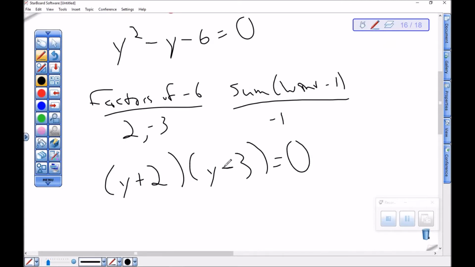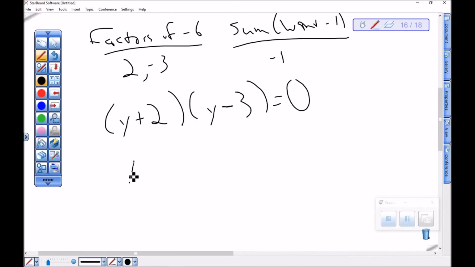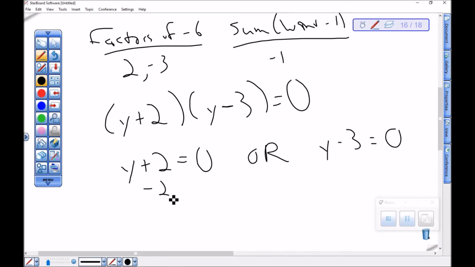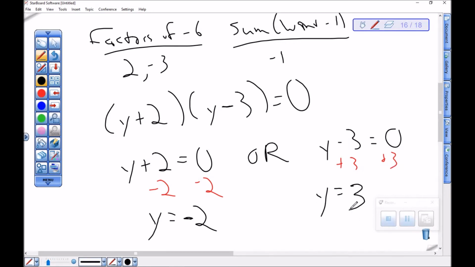Okay, now I can use the zero product principle, which gives me y plus 2 equals 0, or y minus 3 equals 0. Solve this equation on the left. I'd subtract 2 from both sides, which gives me that y equals negative 2. To solve this other equation, I'd add 3 to both sides, which gives me y is positive 3. So negative 2 and positive 3 seem to be my solutions.